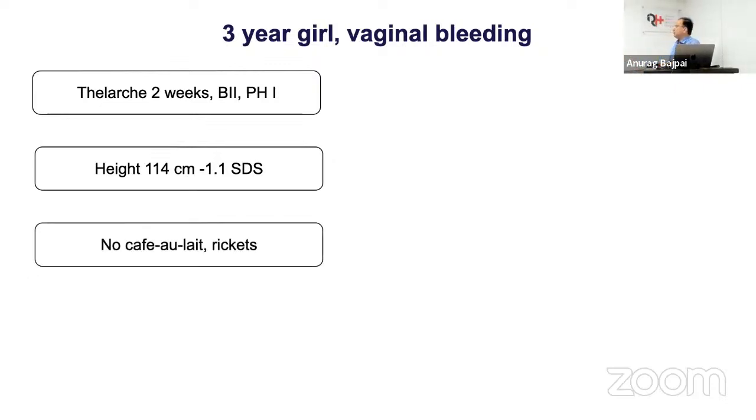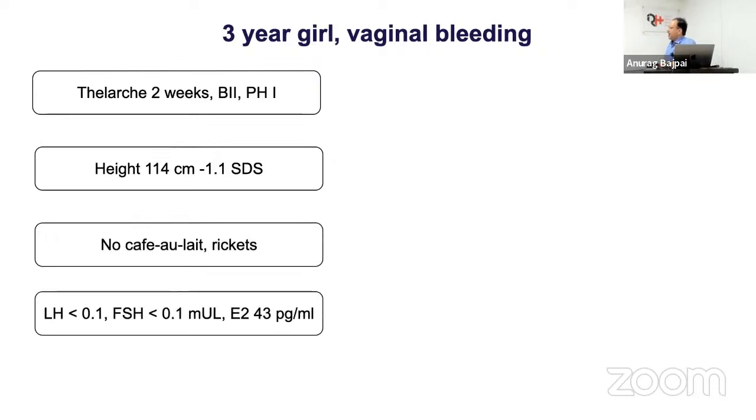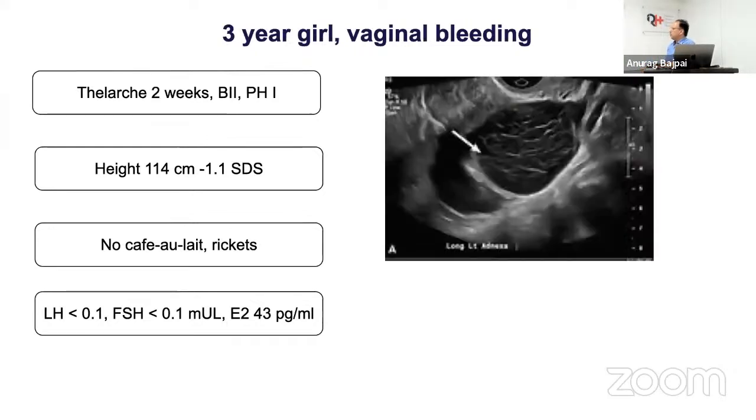There were no features of cafe au lait spots or rickets, and the parameters showed that the LH and FSH were undetectable and estrogen levels were reasonably high at that point of time. Now, what I'm trying to say is that this is the phase when your estrogen is weaning off. So probably this is the time when this estrogen, which is very high for this girl, the levels would have been even higher, going above 100 also in many scenarios of peripheral precocious puberty. So this was a classical case and it was found to have an ovarian cyst which was detected.